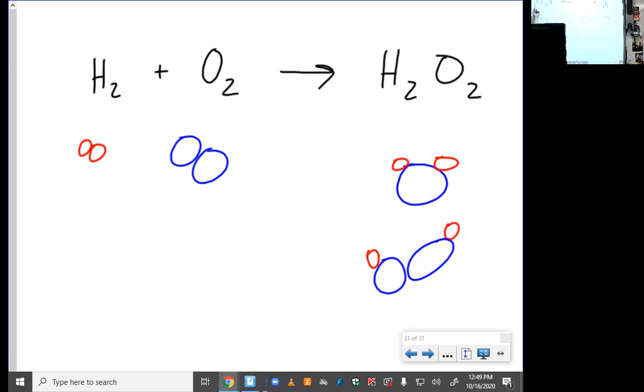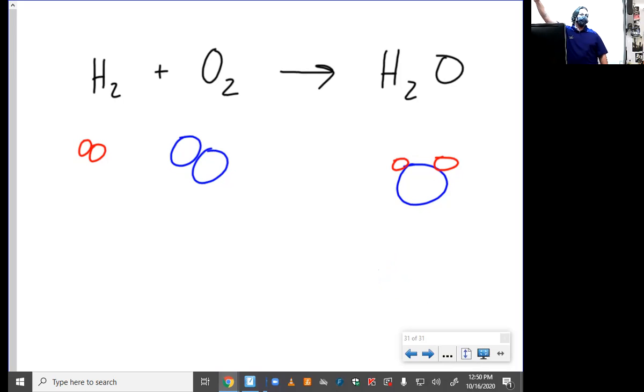So can I just put a 2 here on the end and make it water? No, I cannot do that. That is breaking a rule of chemistry. I can't change what I have. So the first thing you need to understand about balancing chemical equations is you don't mess with the subscripts. You cannot change the subscripts, because when you change the subscript, you change what you have. I've got to have H2, I've got to have O2, and I've got to have H2O. But what I can do is get more of them.